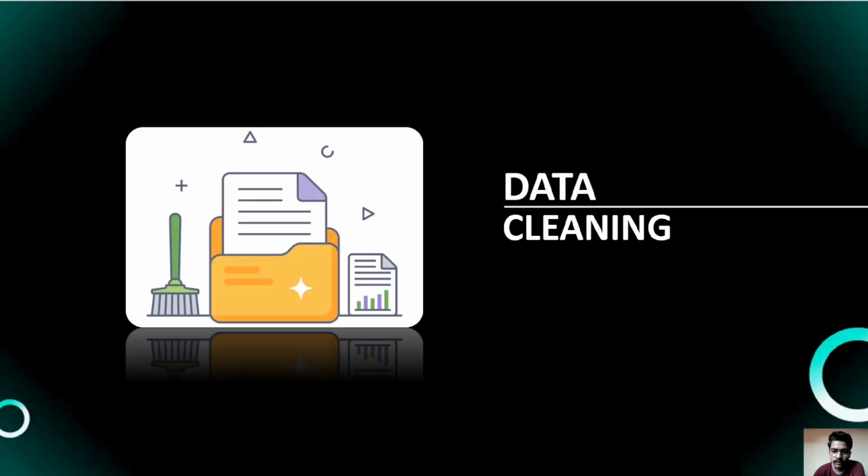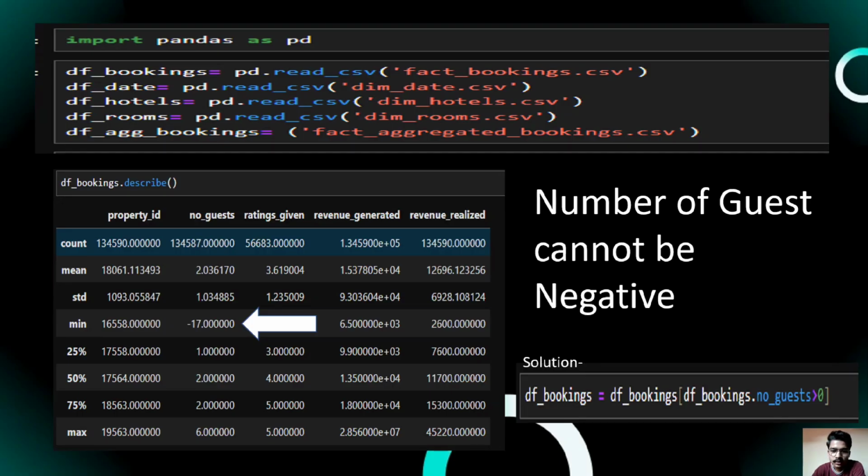Okay. Now comes data cleaning. While performing the describe function, we noticed that the minimum value of the number of guests is minus 17. So the number of guests cannot be negative. For that we have performed this solution, which says that the number of guests should be greater than 0, giving us the data in which the number of guests is greater than 0.